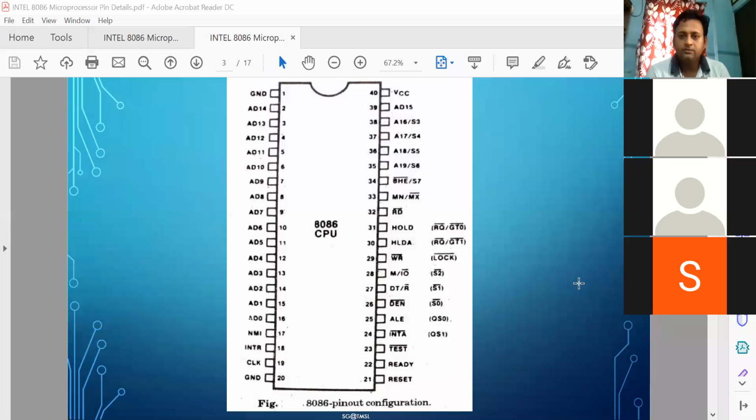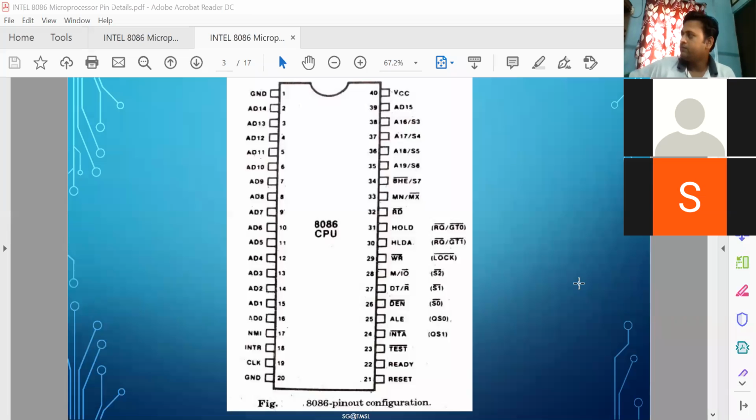Okay, so welcome back everyone. Is this visible to everyone? The pin diagram? Yes sir. Okay, so shall I start? Yes sir.